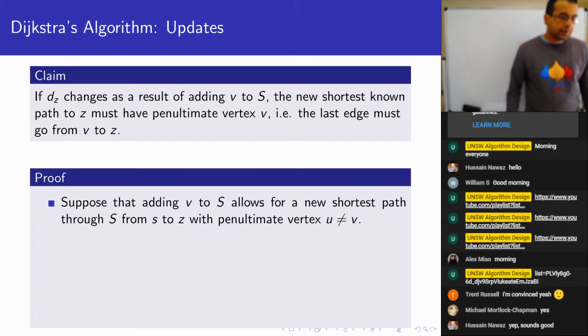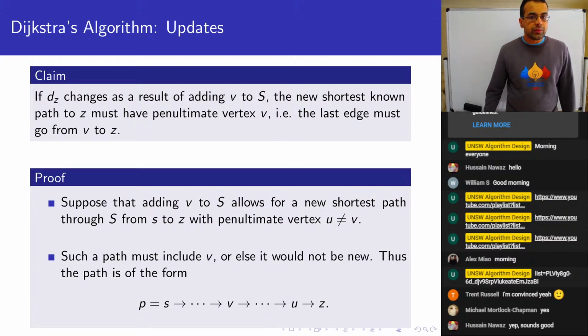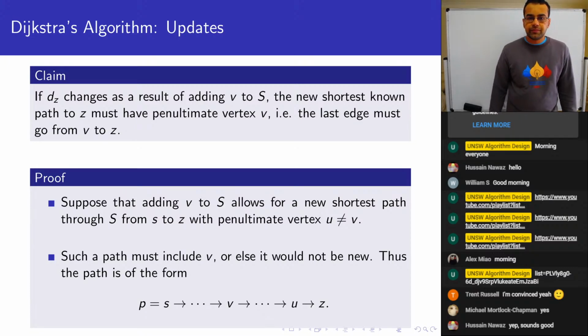Well, let's consider the alternative. Suppose the best path from S to Z is now not of this form, but rather goes from S to Z with some other penultimate vertex U. So it's a new shortest path, but its second last vertex isn't V, it's something else. How is this possible? Well, for it to be a new shortest path, it must go through V and then continue on to other vertices within set S before finally going to Z. But maybe you now see a bit of a problem here.